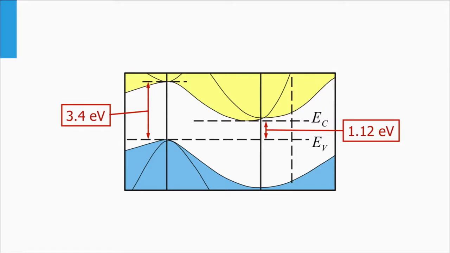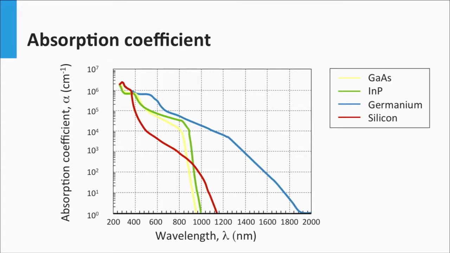For an indirect bandgap material, it's less likely that a photon above the bandgap is able to excite the electron into the conduction band in reference to a direct bandgap material. Consequently, the absorption coefficient of crystalline silicon in reference to direct bandgap materials like gallium arsenide and indium phosphide is significantly lower, as we can see in this plot. Crystalline silicon is indicated by the red line, whereas gallium arsenide and indium phosphide are indicated in yellow and green.